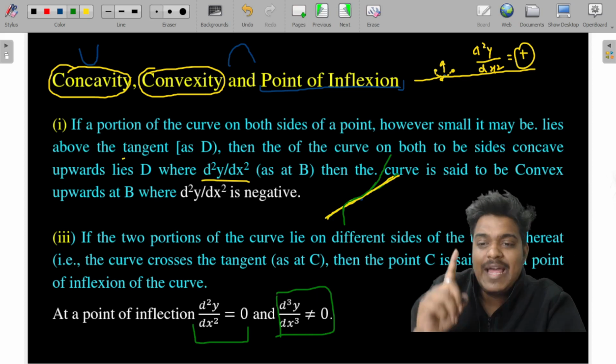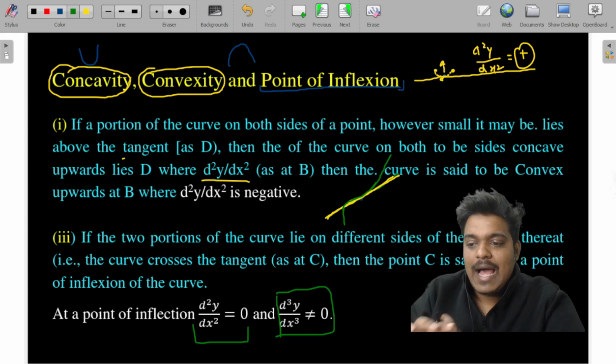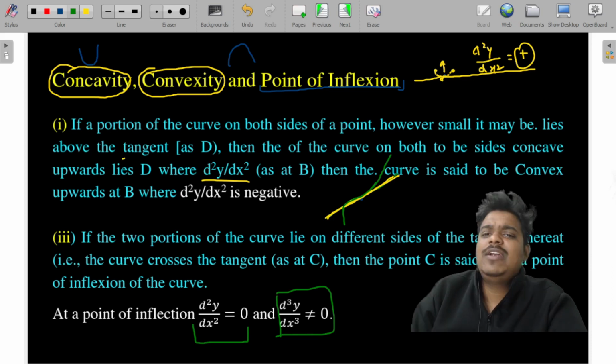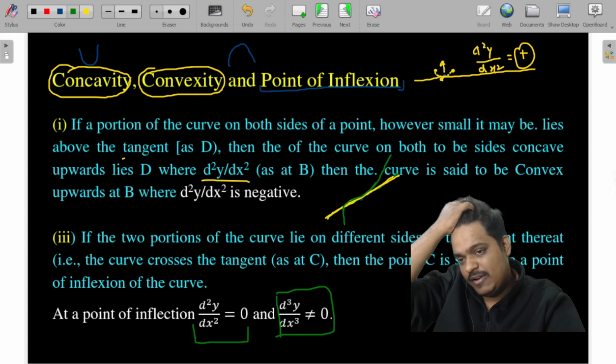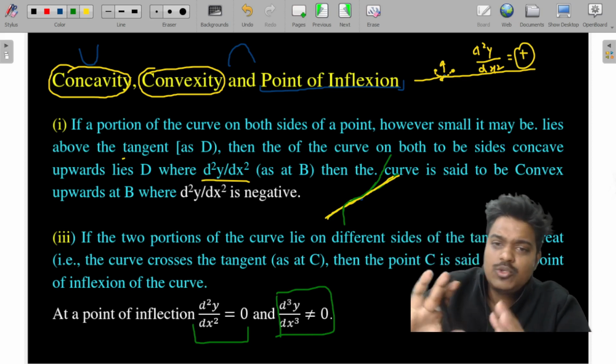I hope I have answered most of the things that you are actually looking for. What do you mean by concave, convexivity, and the point of inflection? Okay, so I hope that this is clear.